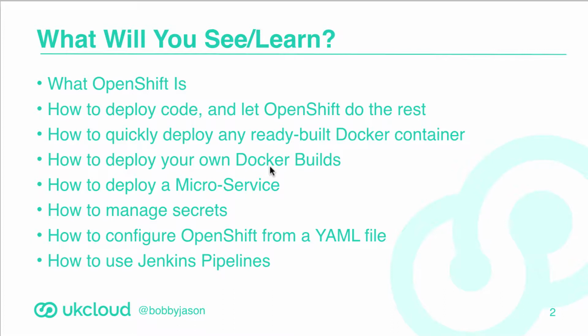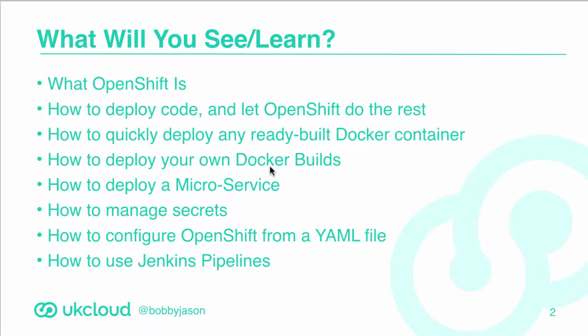Let's get started. So what you're going to learn, I've basically made a list of what I'm going to go through. First, what OpenShift is. I'm going to give a background of what OpenShift is and why you might be interested in it. As part of that, I'll be showing you how you can just deploy some code and let OpenShift do the rest. That's literally pointing OpenShift to a GitHub URL and letting OpenShift deploy it. Now you might think, how does that work? I'll go into that. I'll also show how you can quickly deploy and build any ready-built Docker container, basically.